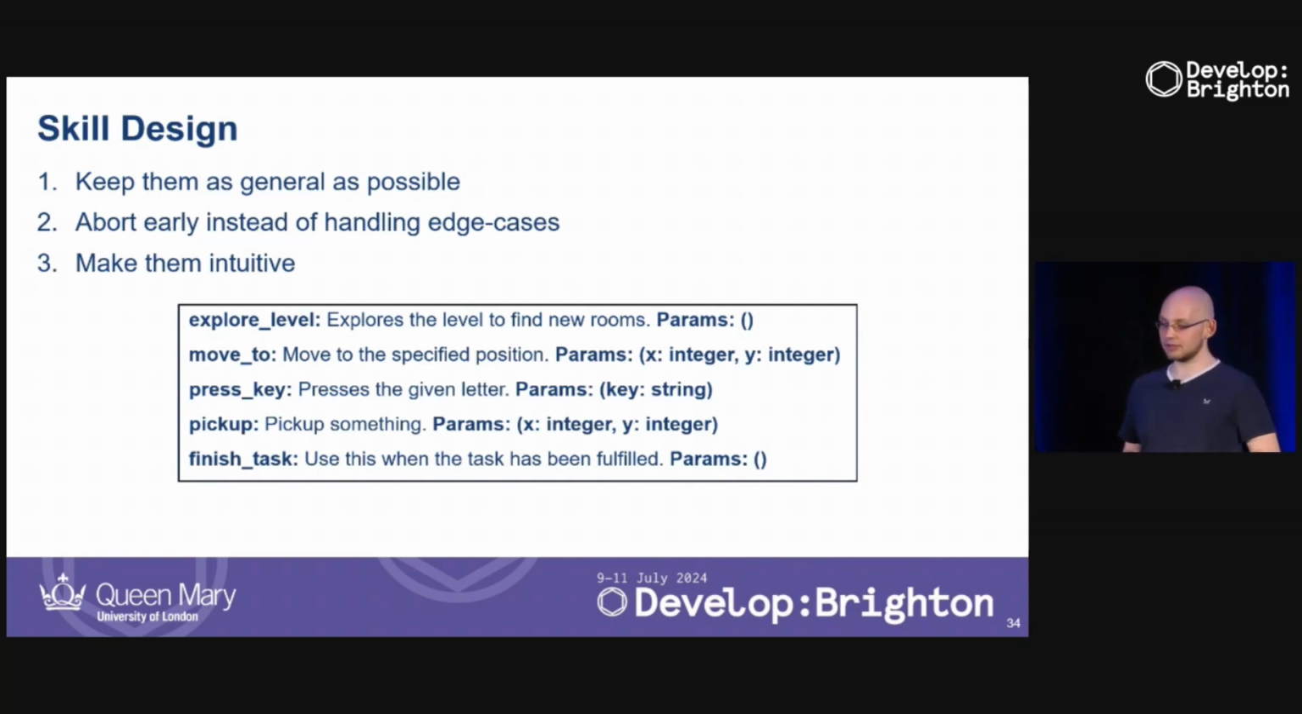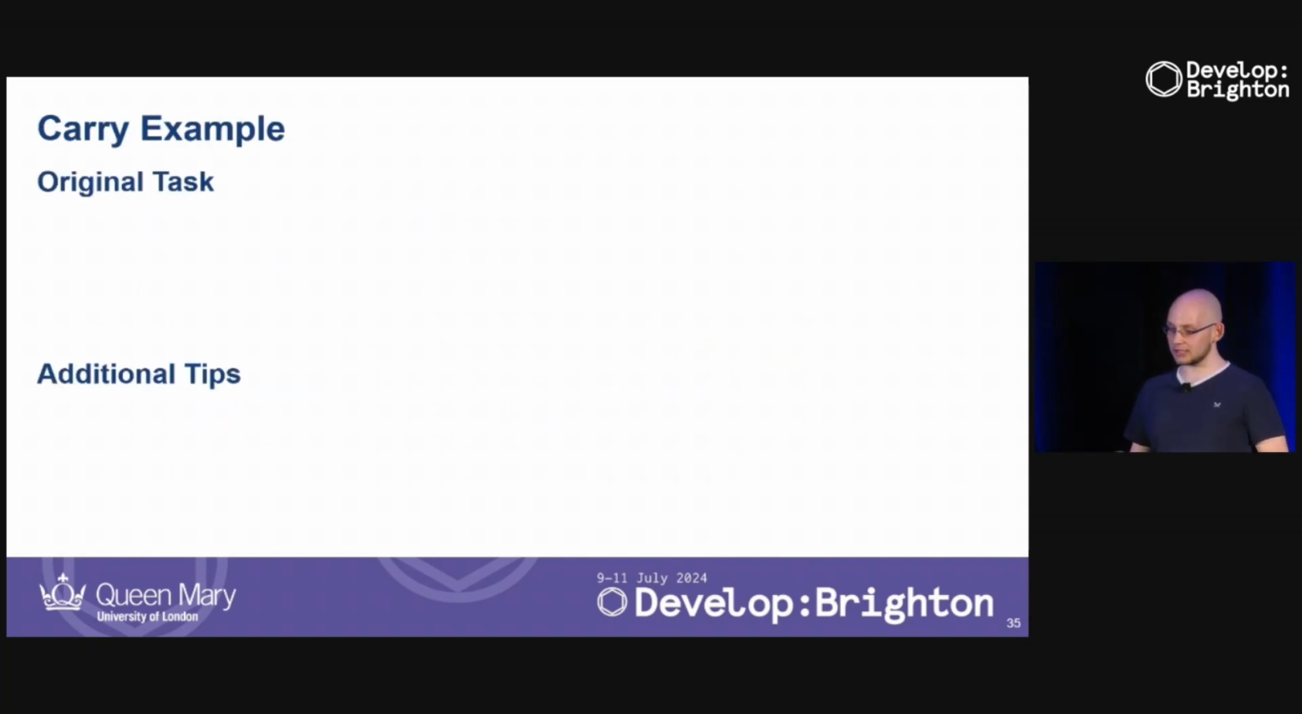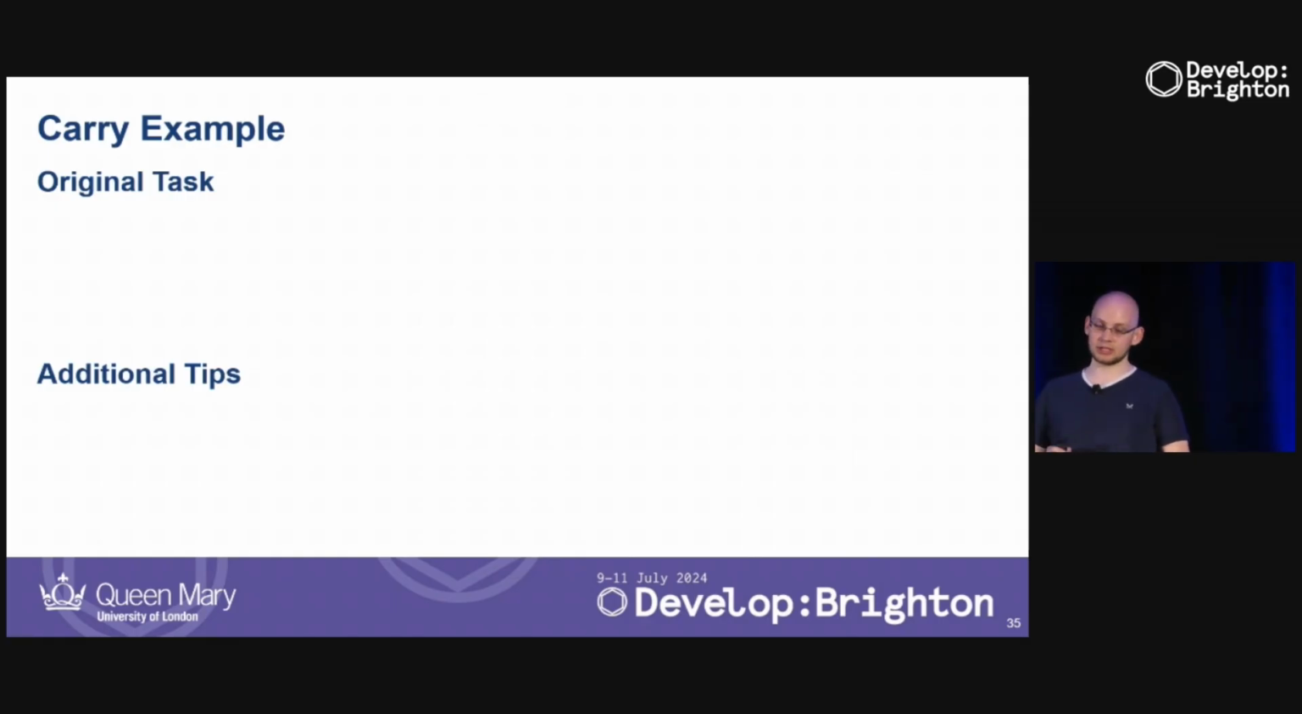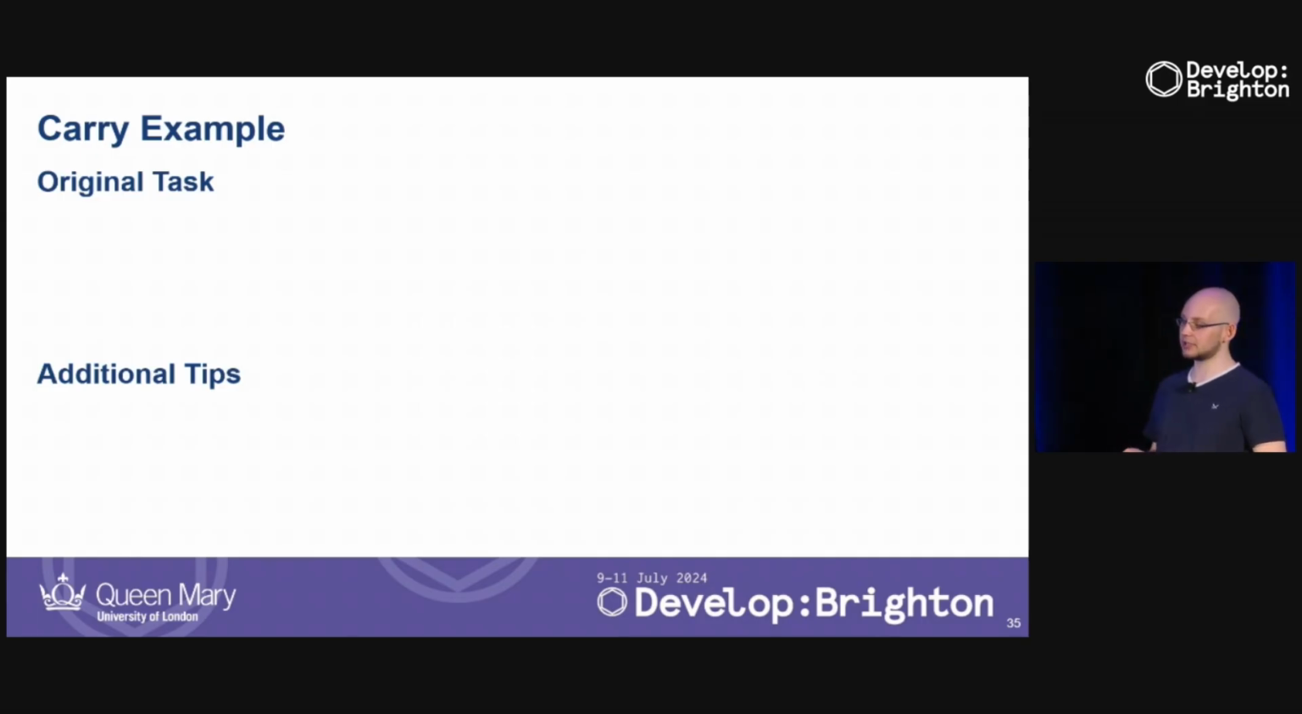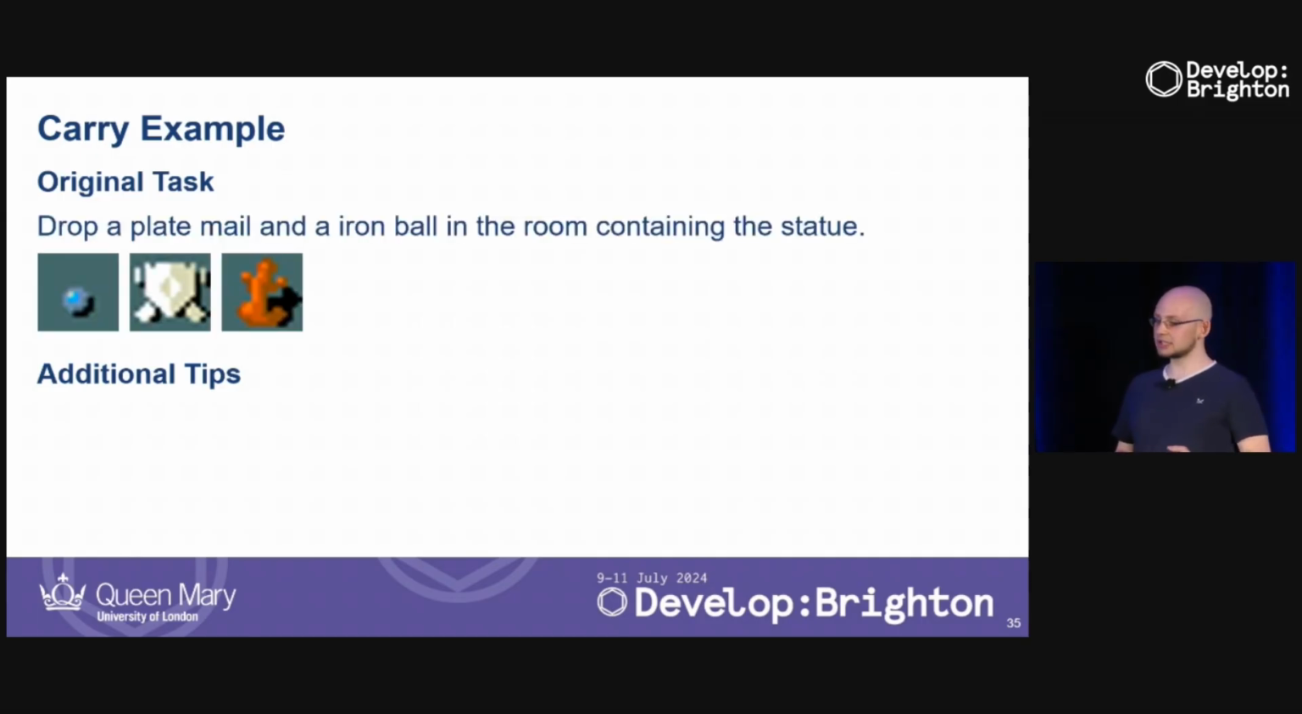So this was roughly everything that we needed for NetPlay. And now let's look at an example of what the LLM can actually do and what it can't do. And for this, I have created a bunch of scenarios to test what the LLM can do. And the original task that I gave it was to drop a plate mail and an iron ball in a room containing the statue. So we have an iron ball, which is a blue dot. We have a plate mail, which is this white thing. And we have a statue, which is for some reason a dummy, a wooden dummy.